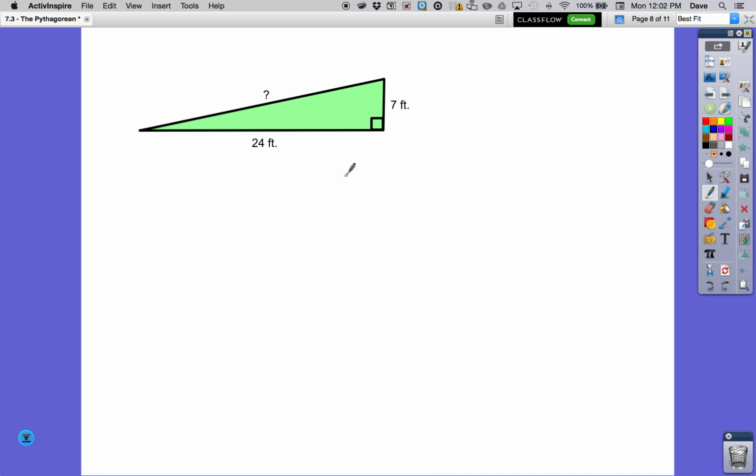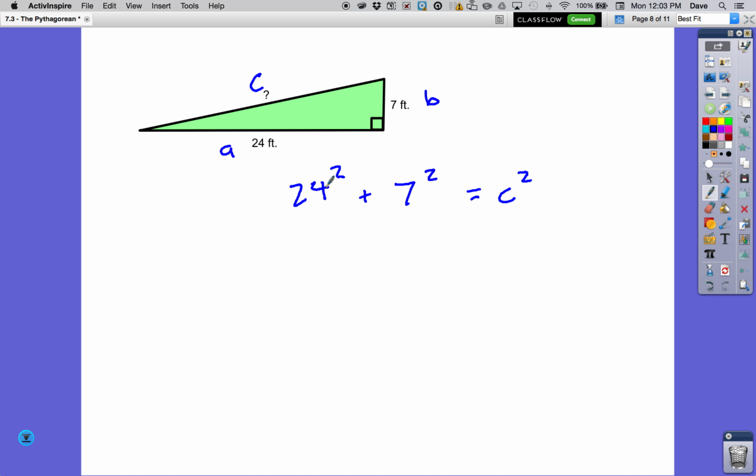Here's our right triangle, and we need to figure out this missing side. First off, we should notice that what they've given us are the two legs. These are A and B. It doesn't matter which one's which, so I'll put A here and B there. We could have easily interchanged those two. But the missing side, the side opposite our right angle, is C, the hypotenuse. So now I can plug it into our formula: A squared plus B squared equals C squared.